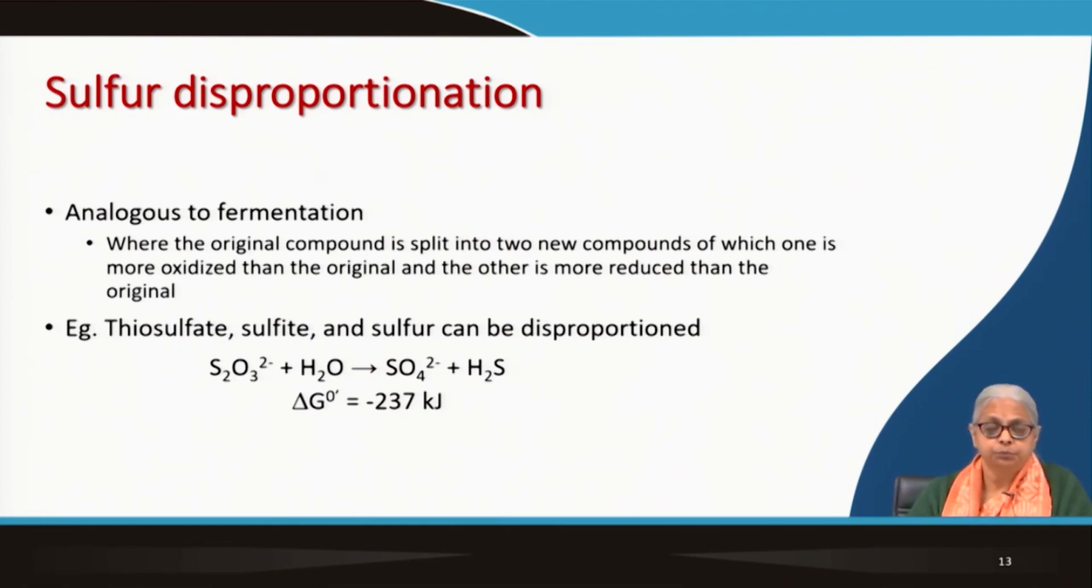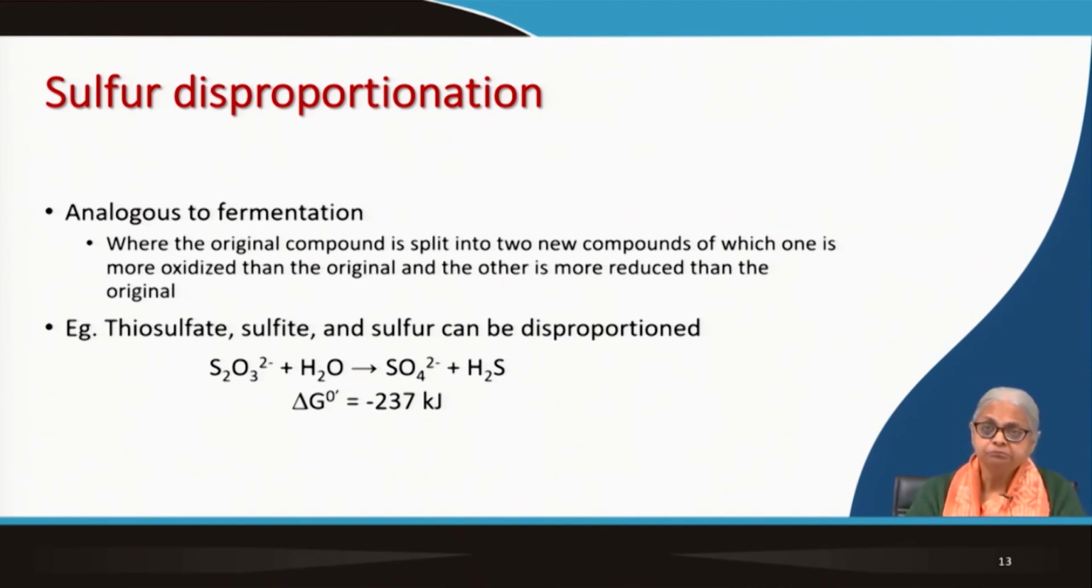So sulfur disproportionation means it is somewhat similar to fermentation. If you remember what I said about fermentation, your starting compound, let's say, is glucose, it will get converted to methane and CO2. Now we are assuming, just for the electron balance, that for each molecule of glucose, you will get 3 molecules of methane and 3 molecules of CO2, just to maintain the electron balance. It's a very simplistic way of looking at things.